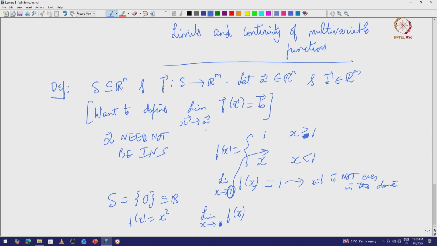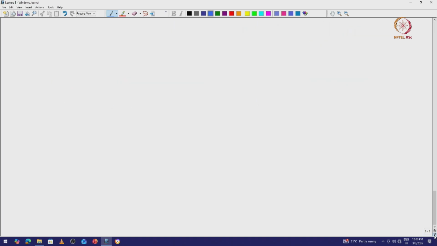Or for example, let's say take x goes to 1 of f of x. This 1 is not in the domain, but there's a deeper problem than merely not being in the domain. Nothing close to 1 is in the domain. Here, despite 1 not being in the domain, it was still okay because there were points arbitrarily close to 1 that were in the domain. So to make this definition, we will require our set to be of a very specific type, or rather, the point itself.